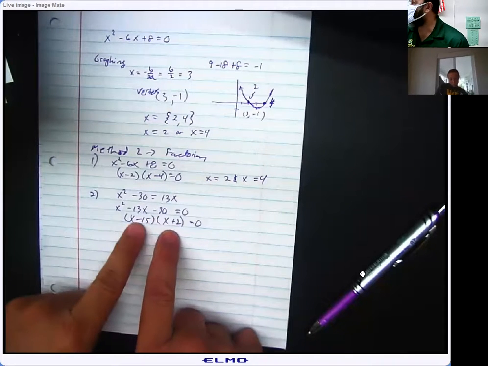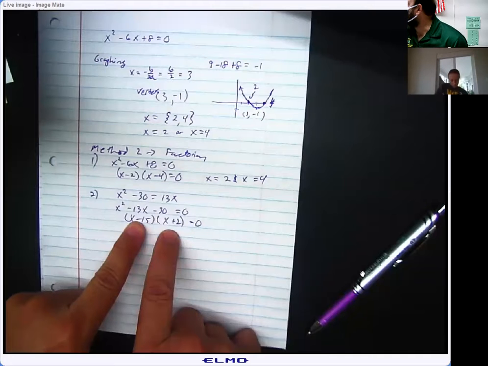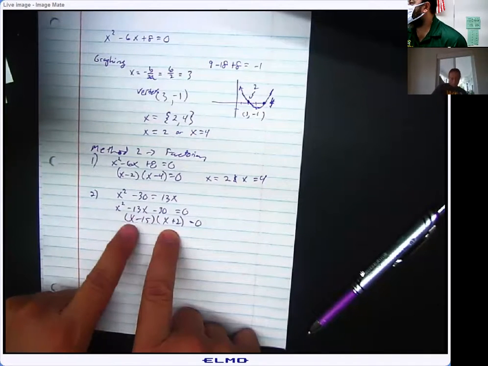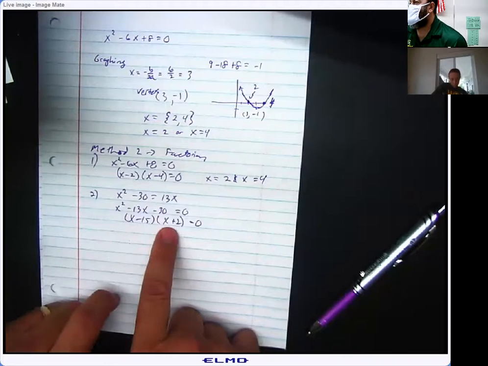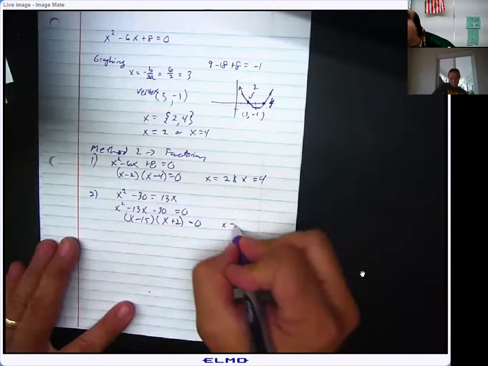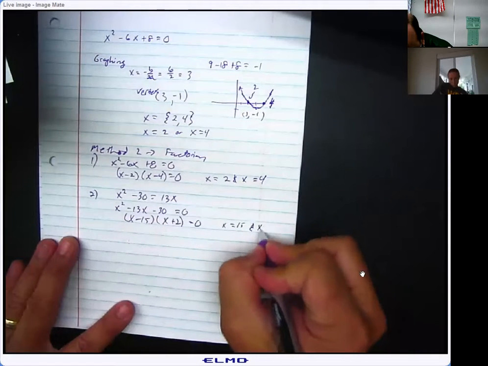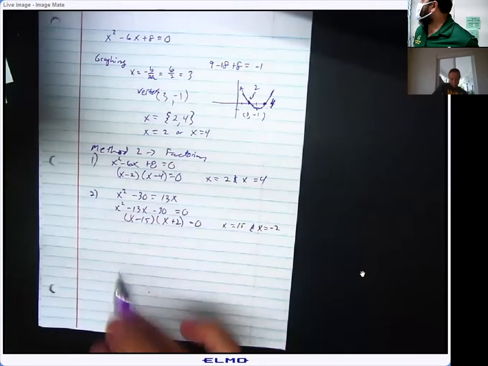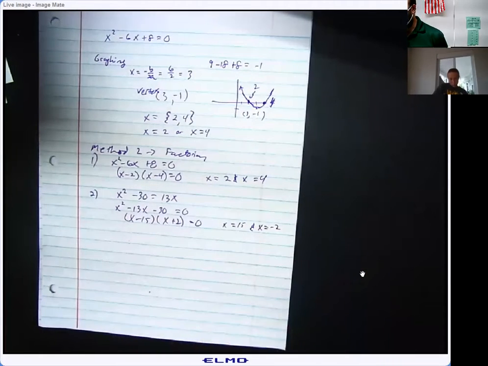So what are the two answers? Careful. What value makes this one go to 0? +15, -2. Okay, now remember when you have that in factored form, you're always going to switch that up.